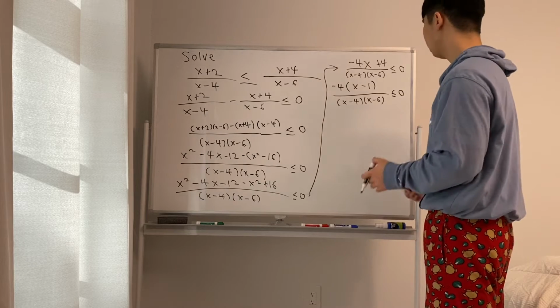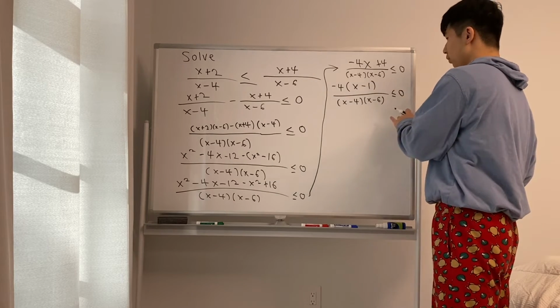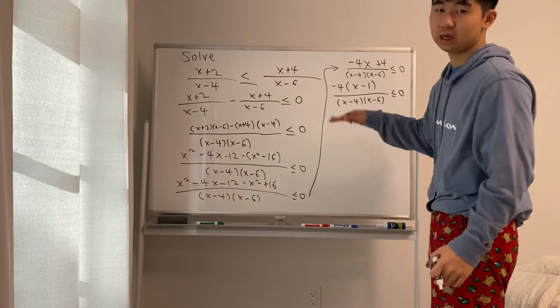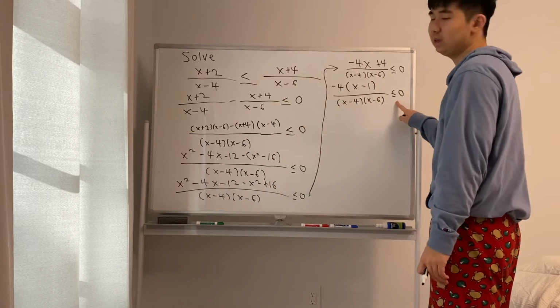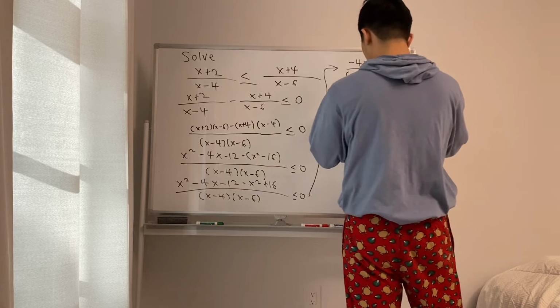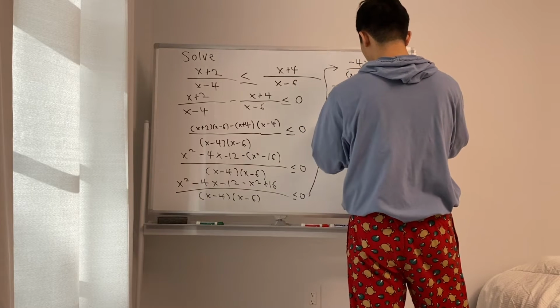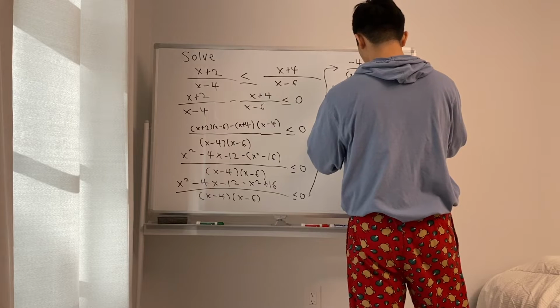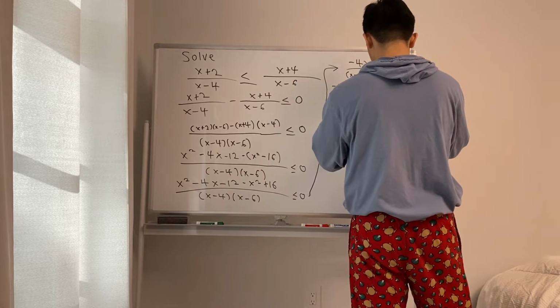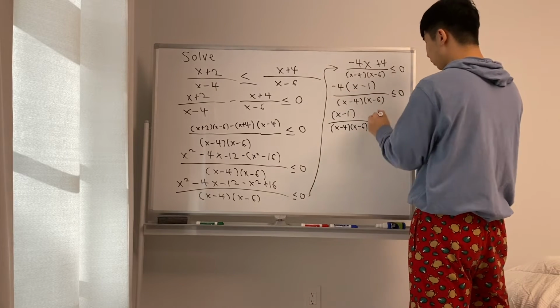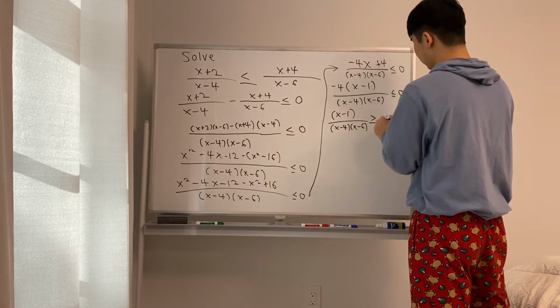So I'm going to divide both sides by negative 4 to get rid of the negative 4. But notice how, since I'm dividing by a negative number, I have to flip the sign of the inequality. So the result of dividing by negative 4 is x minus 1 over x minus 4 times x minus 6. 0 divided by negative 4 is just 0. But now I have to switch the sign of the inequality because I'm dividing by a negative number.